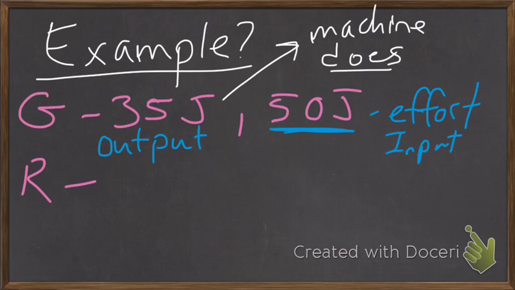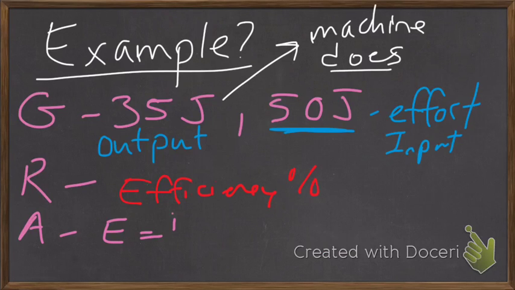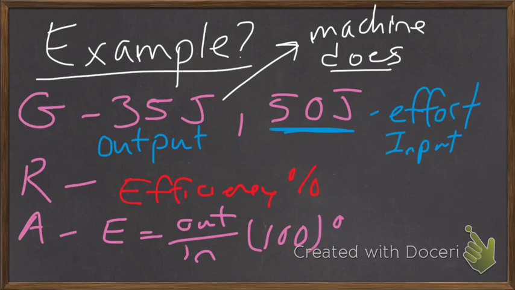What's required? Efficiency, and this is in percent. Notice Mr. Benjamin is writing his GRASP. That's how we answer our questions. Analysis: we are going to use E equals output, sorry, a mistake, output over input times 100. Or it would be load over effort.